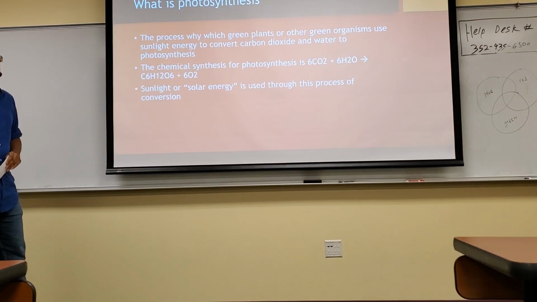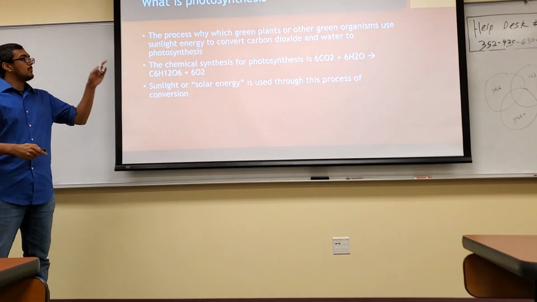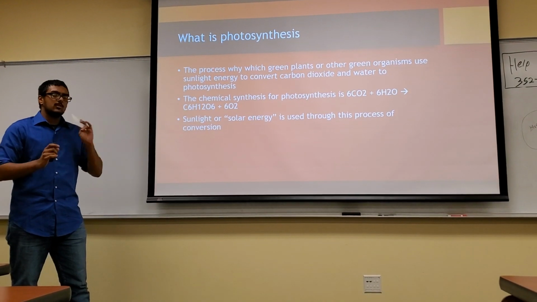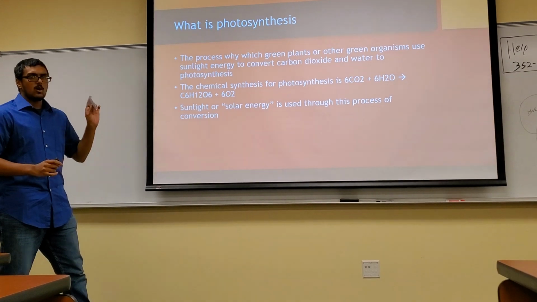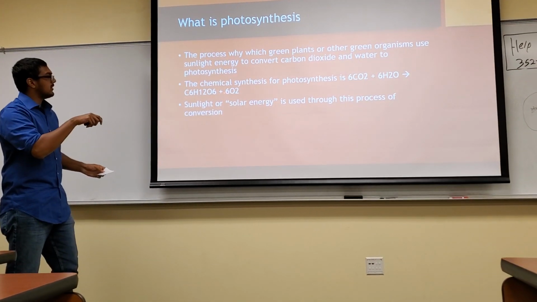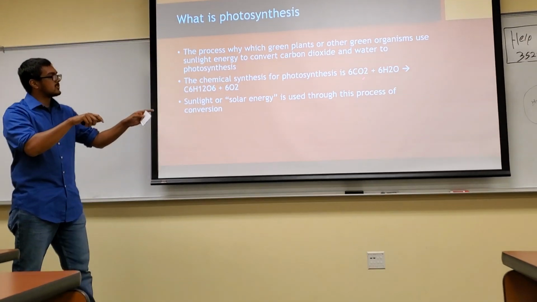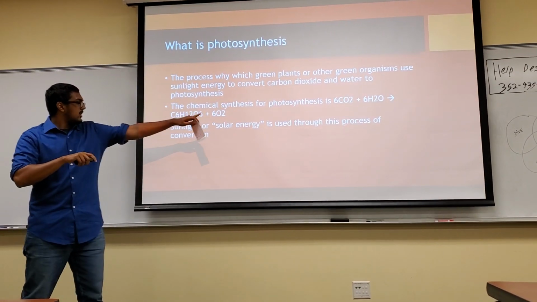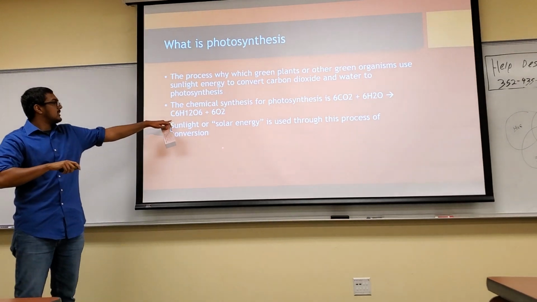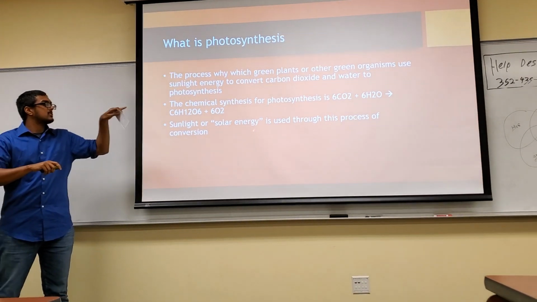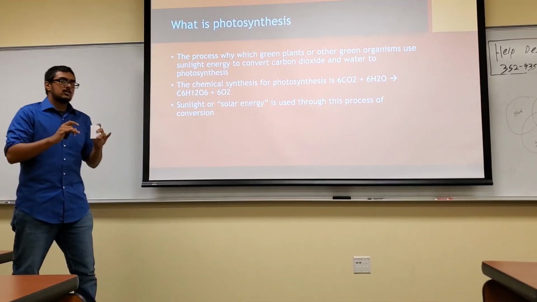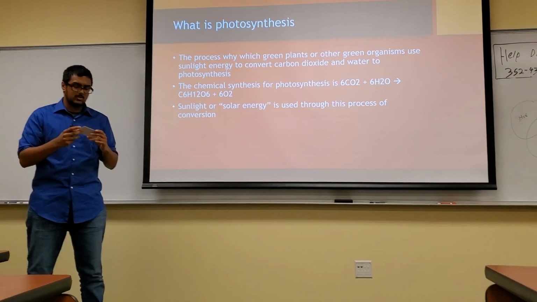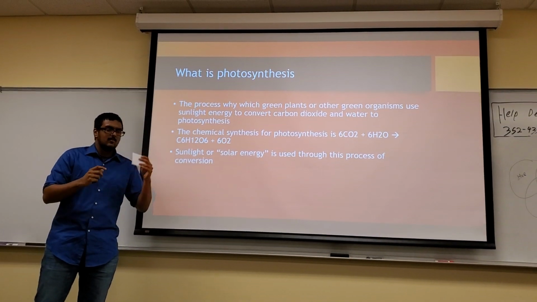Now, what is photosynthesis? Photosynthesis is a process by which green plants and other green organisms use sunlight in order to convert carbon dioxide and water into glucose. And right here is the formula. You got 6 CO2 plus 6 H2O, and that process with the solar energy right here turns into C6H12O6 plus 6O2.